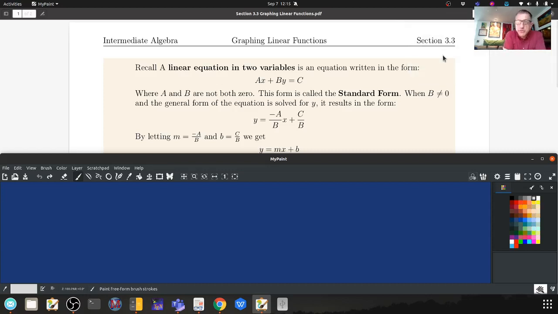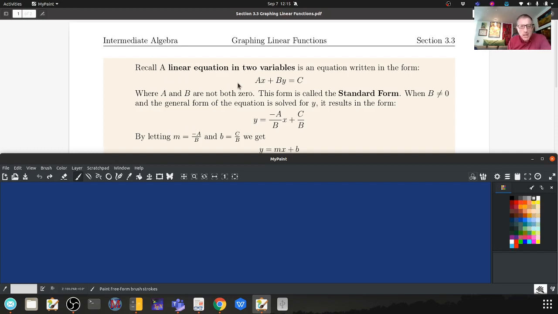Okay, this is Chapter 3, Section 3. We're still talking about graphing equations, and we just have this reminder. We're going to concentrate mainly on linear equations, although you were actually shown in our last section, Section 3.2, how to graph equations that aren't linear. But now we're going to turn our focus to linear equations, and this is really important.